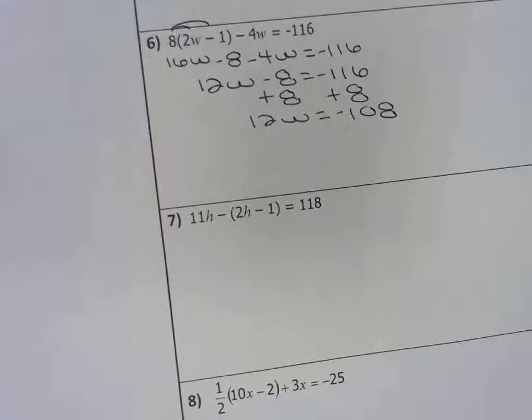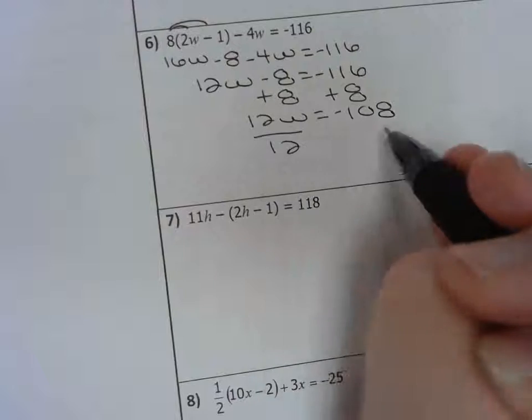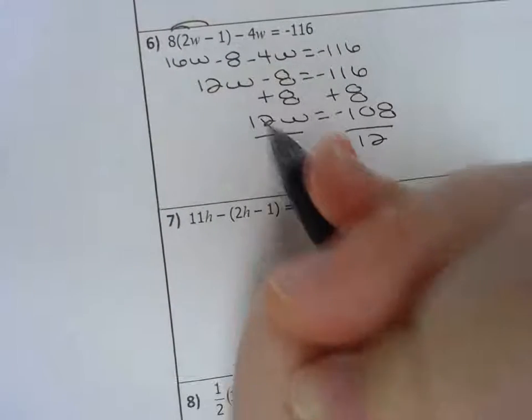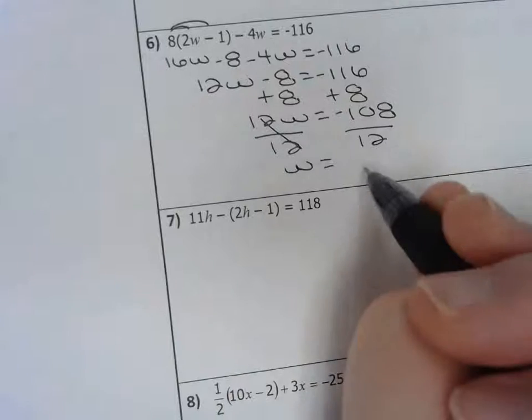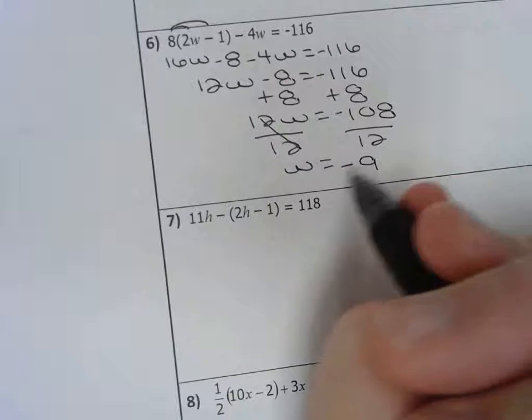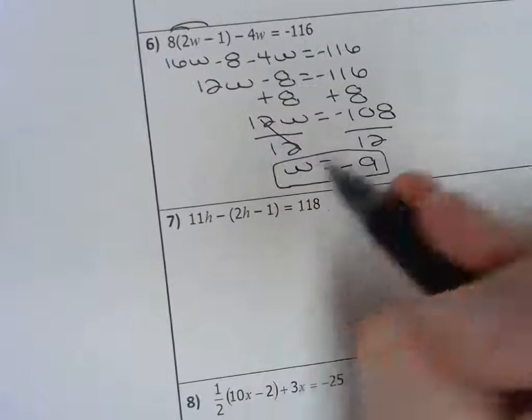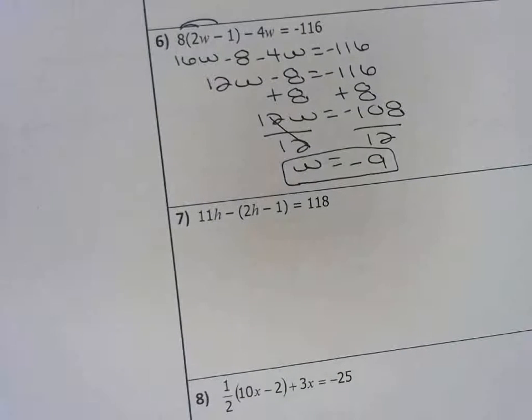And then finally, the last thing I would do is what, Isaac? Divide by 12. Yep. So on your calculator, start from the left. W equals, what is -108 divided by 12? -9. Check your signs. Make sure you plug it in your calculator. That's an issue I'm still seeing, is make sure you put your negatives in and positives and all that stuff.